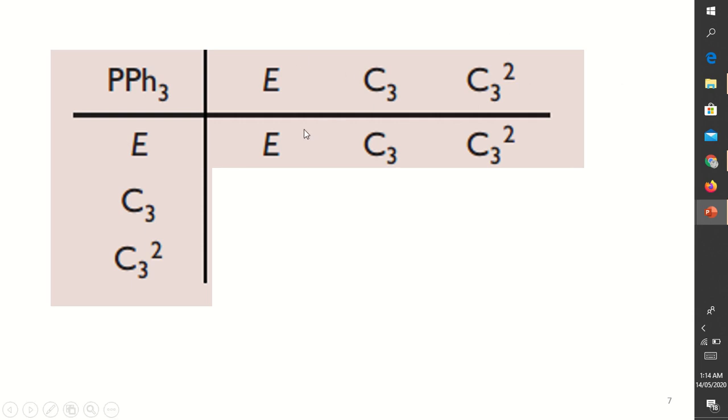From here, C3, we have to apply C3 to triphenylphosphine and then identity. What will happen? This is C3, because after applying C3 to the molecule, the result would be C3, but after applying C3, we need to apply identity, which is doing nothing. So the result is C3 over here. Again, if we talk about C3 multiplied with C3, what will happen?